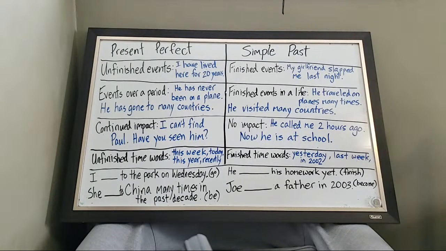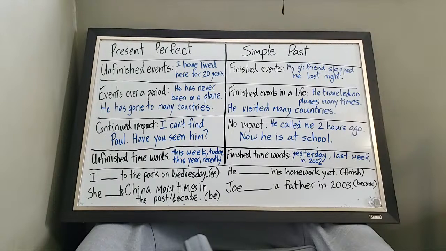But do you see the difference, how on the present perfect side, they're over a period of time and maybe not finished? The ones in the simple past are finished. Let's go to the third difference. Continued impact.